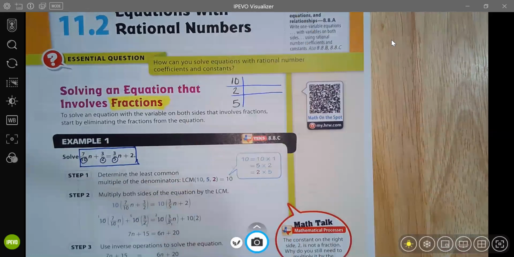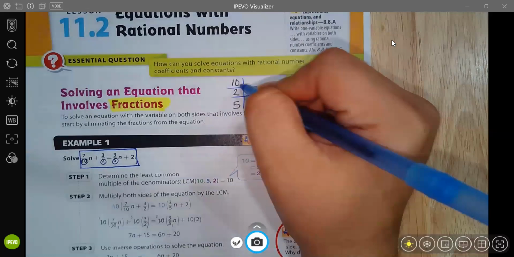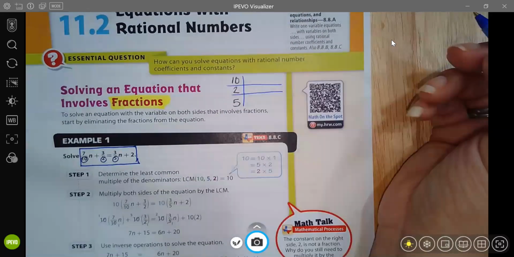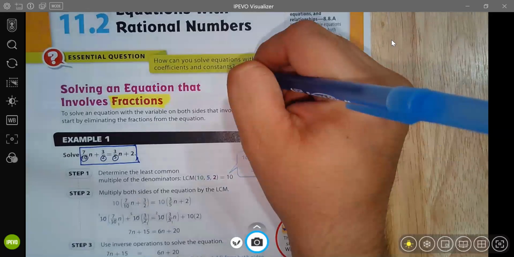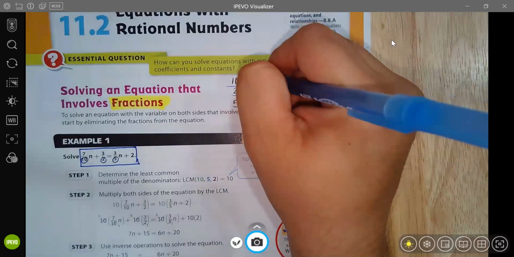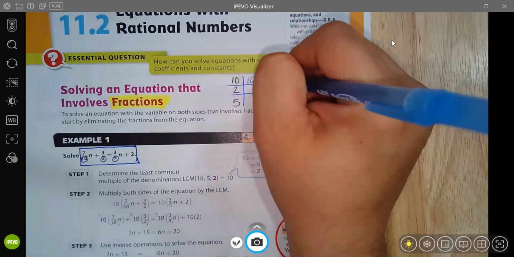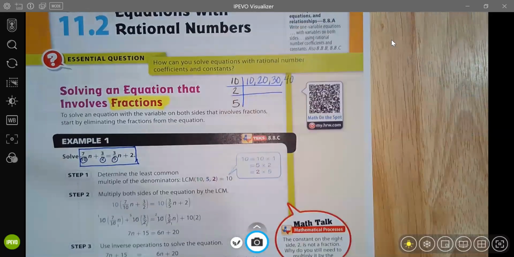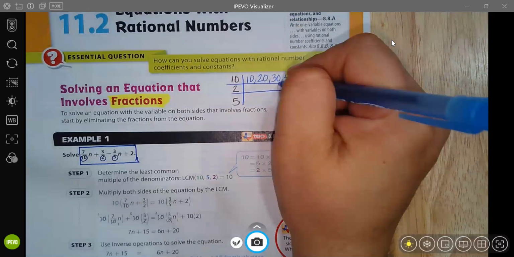Okay, so now I'm going to think of the multiples of those numbers. I'm going to start with 10. Think of multiples. 10 times 1, 10. 10 times 2, 20. 10 times 3, 30. 10 times 4, 40. All right, we can continue on, right? Let me work with the next set.